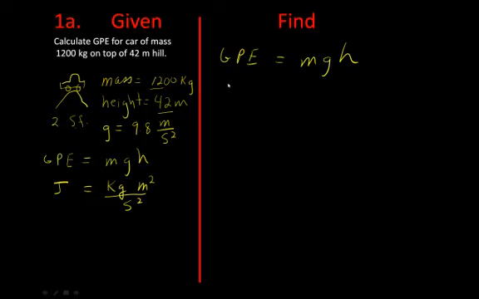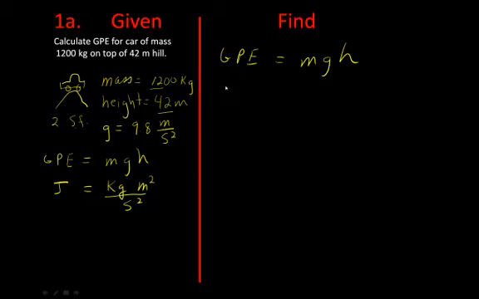Our next step is to make sure we have the correct units. GPE is in joules. Mass is in kilograms. G is in meters per second squared, so that'll give us the correct values here. And the height is in meters. So everything is in sync as far as units go. That's the first thing we check.